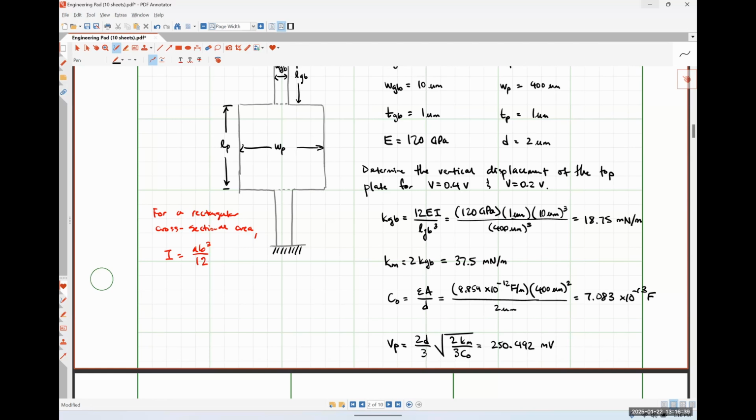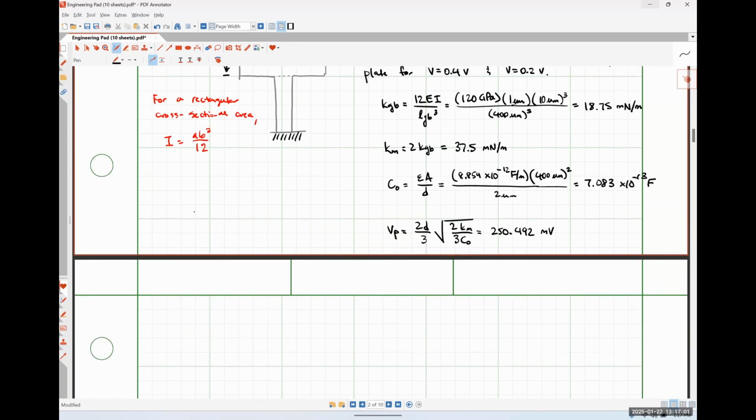So for part A of this problem, what would be the vertical displacement of our top plate for an applied voltage of 0.4 volts? The whole 2 microns, because we have exceeded the pull-in voltage, so those bad boys have snapped together. Okay. So let me just write this here. So X at 0.4 volts is equal to 2 microns because of pull-in effects. Okay.